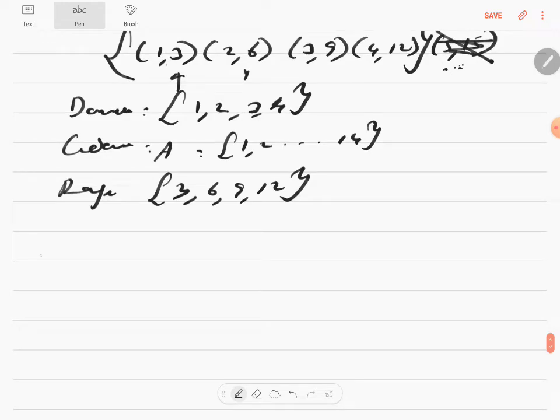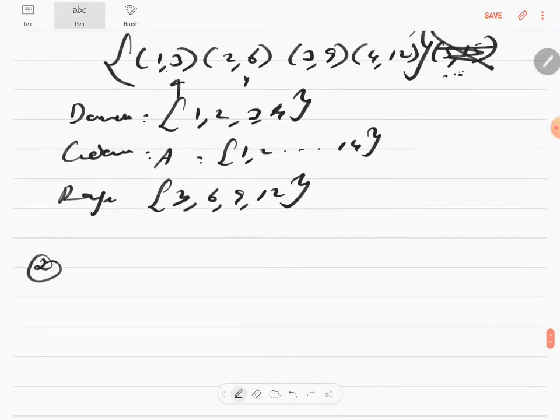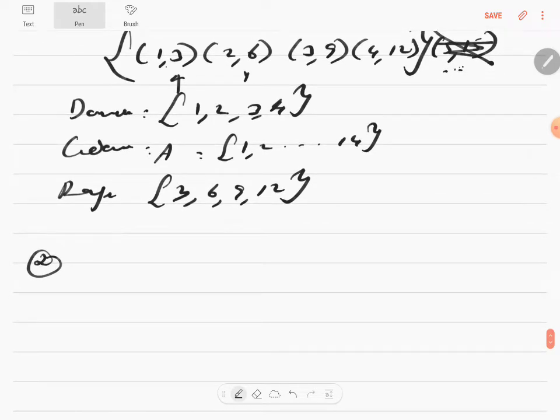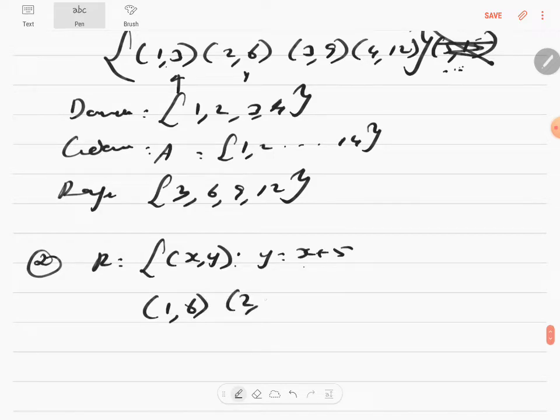So let's go to the second question. Define a relation R on the set of natural numbers, given by R is equal to x comma y such that y is equal to x plus 5, where x is a number less than 4. Natural numbers less than 4 will be 1, 2 and 3. So put x as 1, y will be 6. x as 2, y will be 7. x as 3, y will be 8. You can't put 4, because it has to be less than 4. That's all. Just close this.